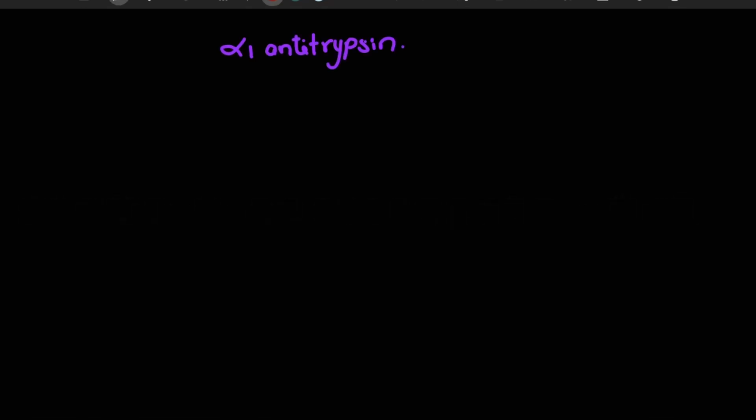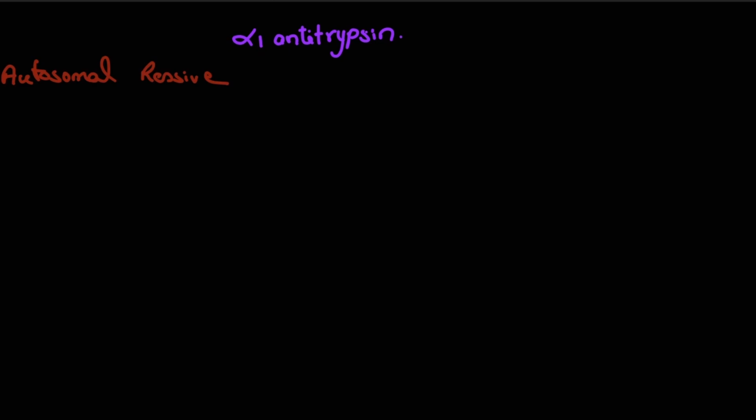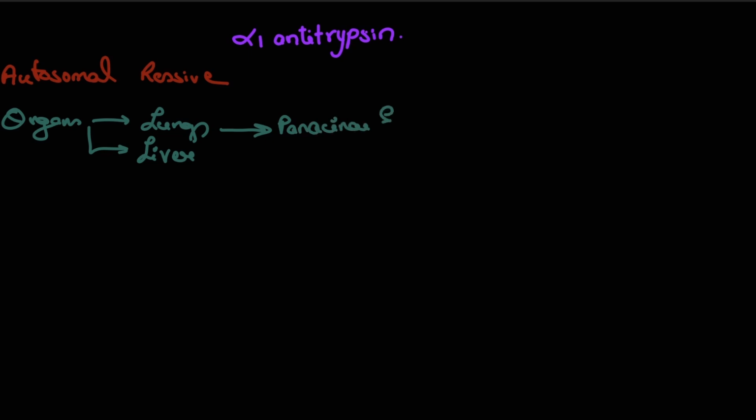Okay, in this, the first point is it is autosomal recessive, and the thing that we should know is organs affected. There are majorly two organs, lungs and liver. They both are getting affected in this alpha-1 antitrypsin mechanism. In the lungs, in the last class we saw that the most affected part is pan-acinar emphysema. And the liver, we see cirrhosis.